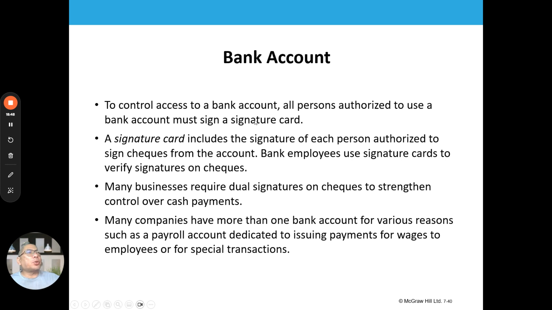All persons authorized to use a bank account must sign a signature card. When I was at Royal Alliance, there was always an authorized signature. Let's say a manager can sign up to $5,000, a director up to $10,000. Anything above $10,000 requires a vice president. Those are signature cards. It's called signing authority. Many businesses are required to have dual signatures on checks to strengthen control over cash payments. Many companies have more than one bank account for various reasons.